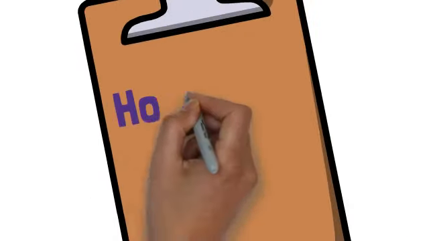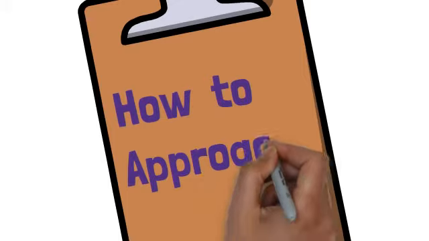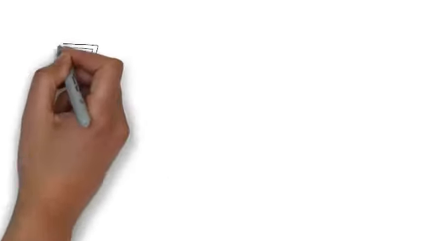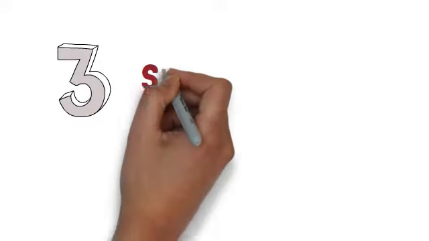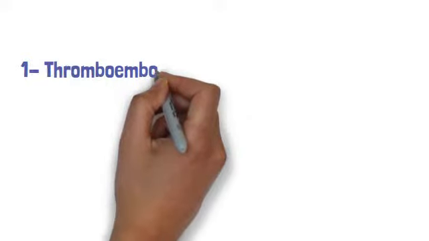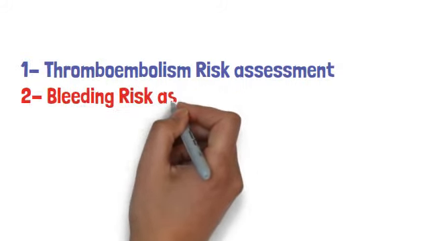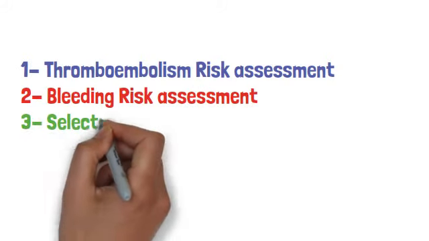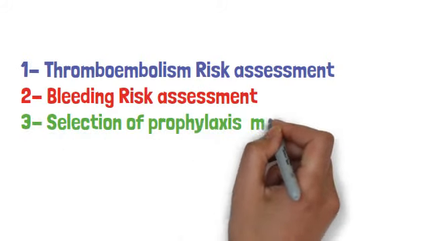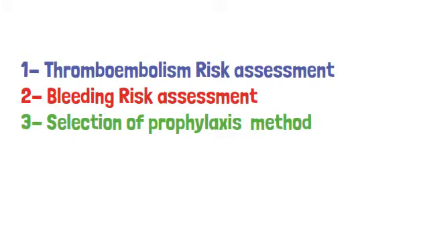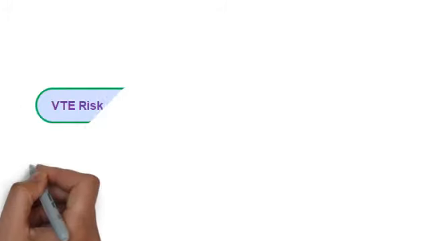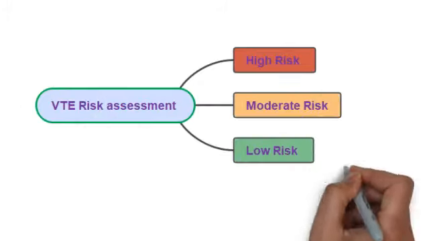So, how to approach those kinds of patients? We have 3 steps to be followed. Start with step 1, thromboembolism risk assessment. Step 2, bleeding risk assessment. Step 3, selection of prophylaxis method. Let us start with venous thromboembolism risk assessment.